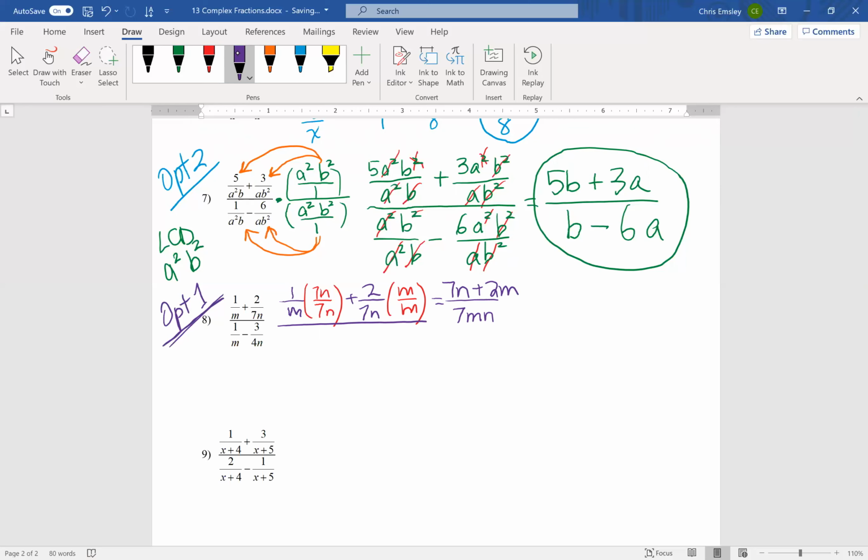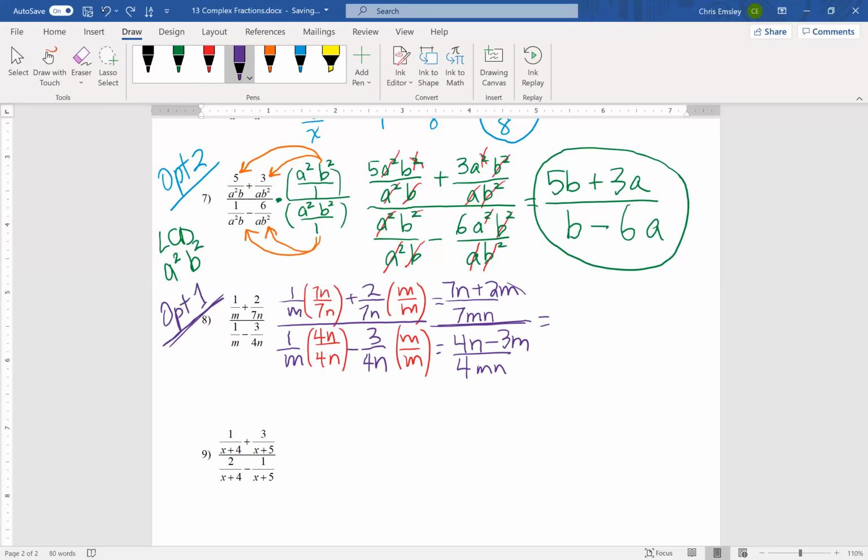Okay, now let's look at the bottom. Now I need a common denominator just between these two fractions. So I started with 1 over m. I need to put in there a 4n for our common denominator, minus 3 over 4n. I need to multiply the top and bottom by m. Okay, so now I have a common denominator on the bottom of 4mn, and up top I have 4n minus 3m. And this is where it's going to look like the beginning examples that we started with.